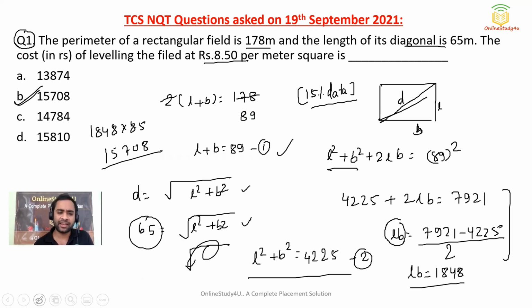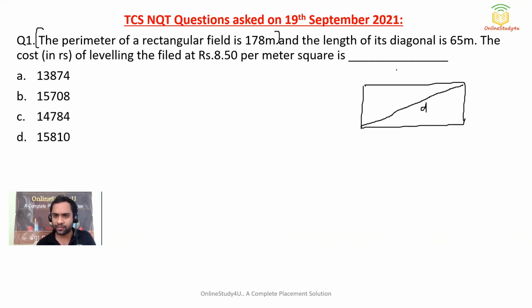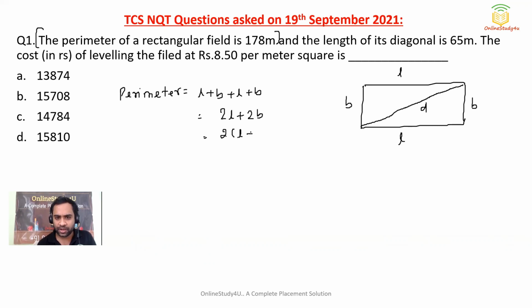Now I will explain this a little in detail so that everybody will be able to understand. The perimeter of a rectangular field. A rectangular field will be like this. This will be our diagonal. This is length, length, breadth and breadth. The perimeter of a rectangle is nothing but the distance of the boundaries. So L plus B plus L plus B, that is 2L plus 2B. You can also say 2 into (length plus breadth). So perimeter is given as 178 meters.